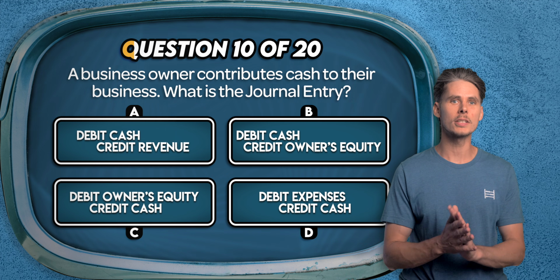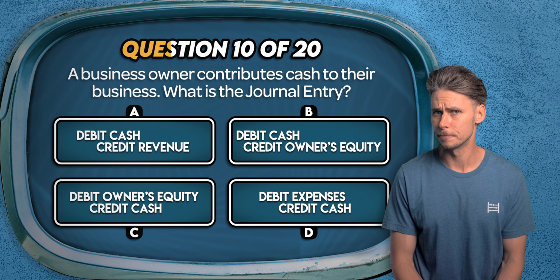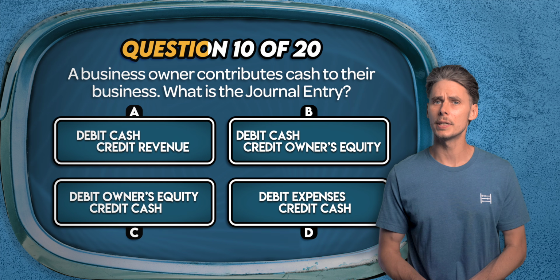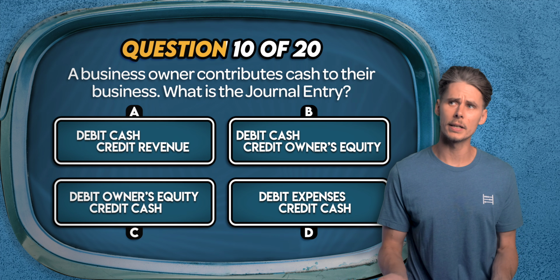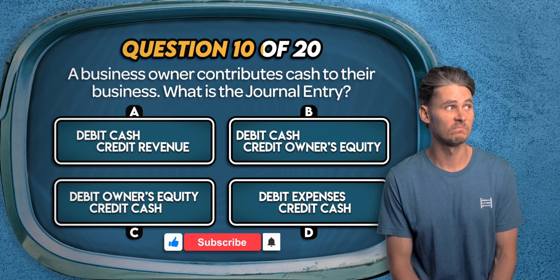Question 10. A business owner contributes cash to their business. What is the journal entry? Is it debit cash credit revenue, debit cash credit owner's equity, debit owner's equity credit cash, or debit expenses credit cash?